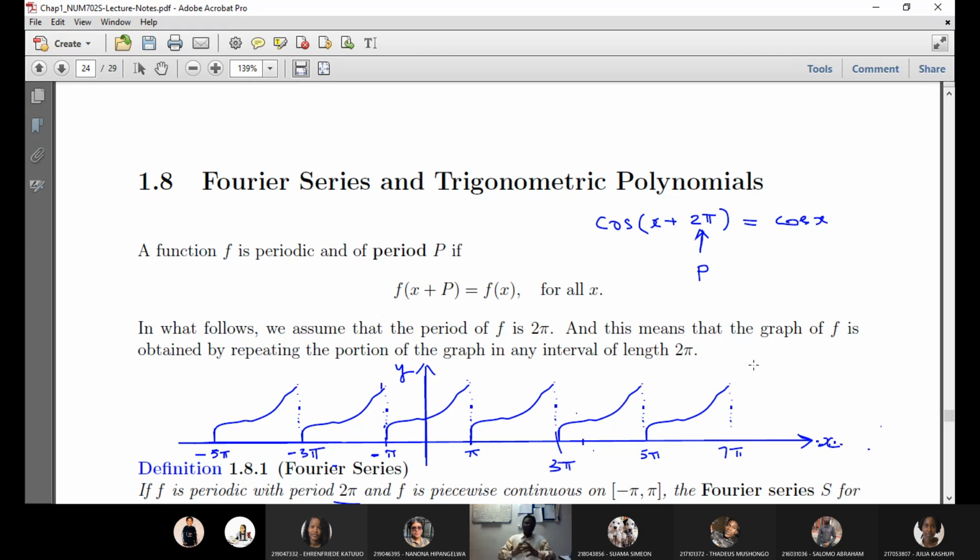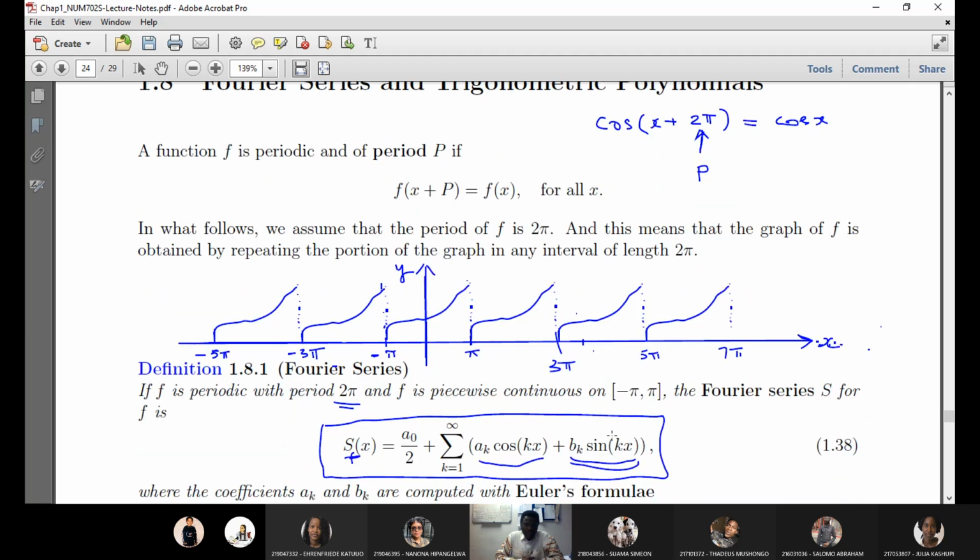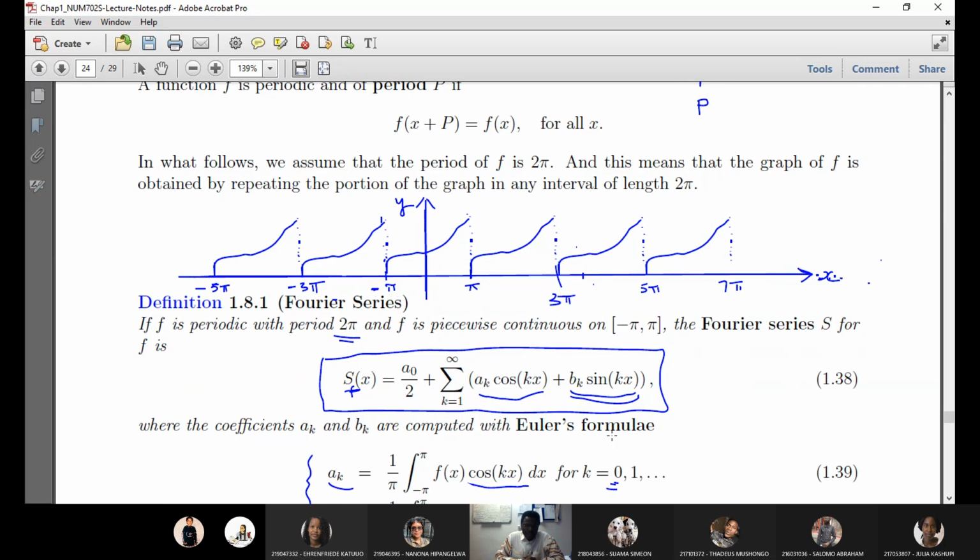Now, let us define what a Fourier series is. In this class, we will assume that the functions we are dealing with are periodic and of period 2 pi. Even though this is not a must, you can still define the same notion of Fourier series for a function of a particular period. The period can be 1, it can be 2, it can be anything, but for us, we are fixing 2 pi.